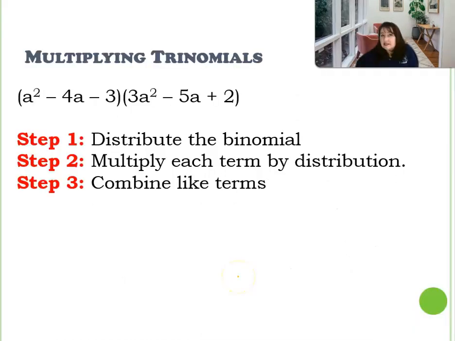Welcome back. In our last video, we talked about multiplying polynomials where I did a trinomial and a binomial. So if you missed it, you might have a little more trouble with this one. You might want to look it up. It would be the one right before this one.